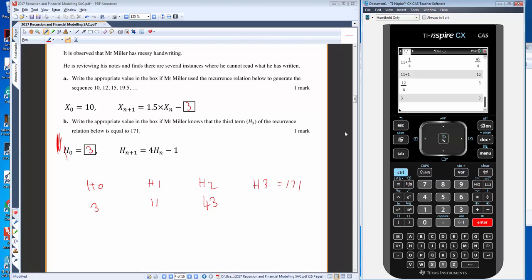So my initial value is 3. If I times by 4 and subtract 1, I get 11. That's the second term in the sequence. The third term in the sequence, or H3, is 171. So definitely got that one right.